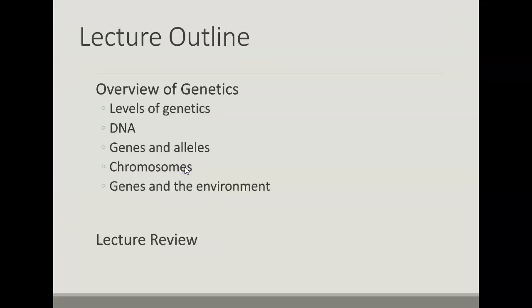So let's go ahead and get started. I'll give you a little outline here. We're going to be talking about different levels of where we can study genetics. We'll talk a little bit more about important things like DNA, genes, alleles, and chromosomes. We'll also discuss the interaction between genes and our environment, and then I'll have a little review at the end.